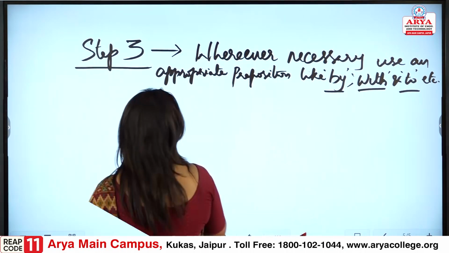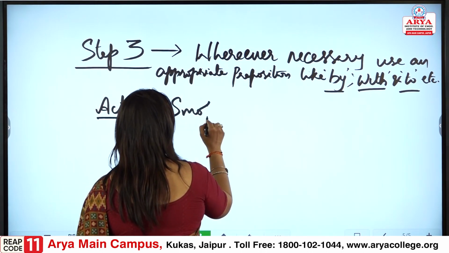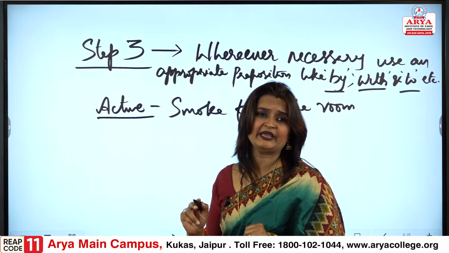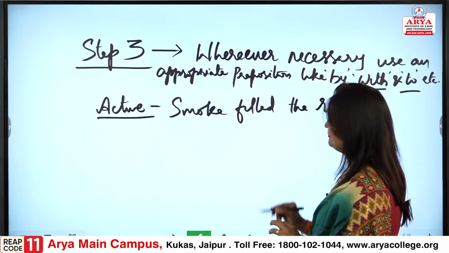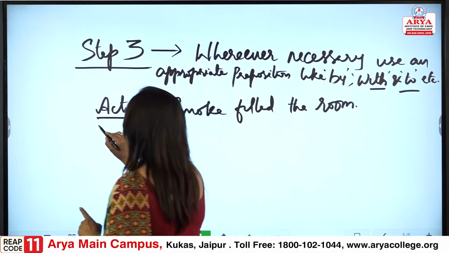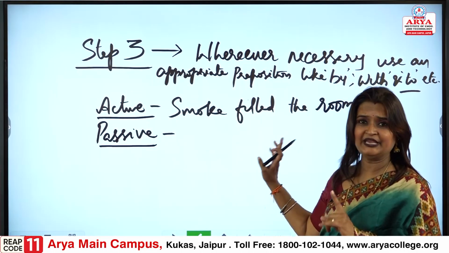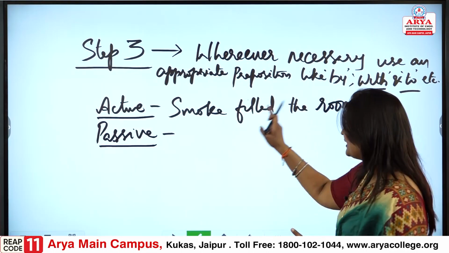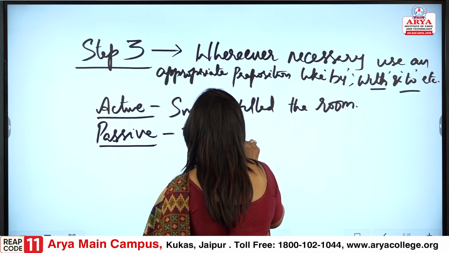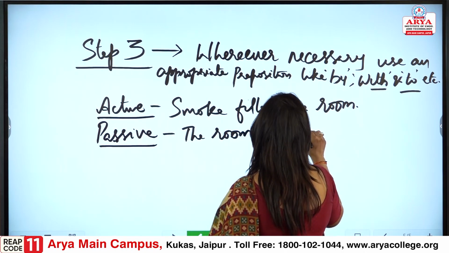Now let me give you an example of active and passive. Smoke filled the room. So how would we change it into passive? What are the things that we would follow? Over here, the object is the room, which would now become the subject. Now, when we change it as learnt, the room was filled.